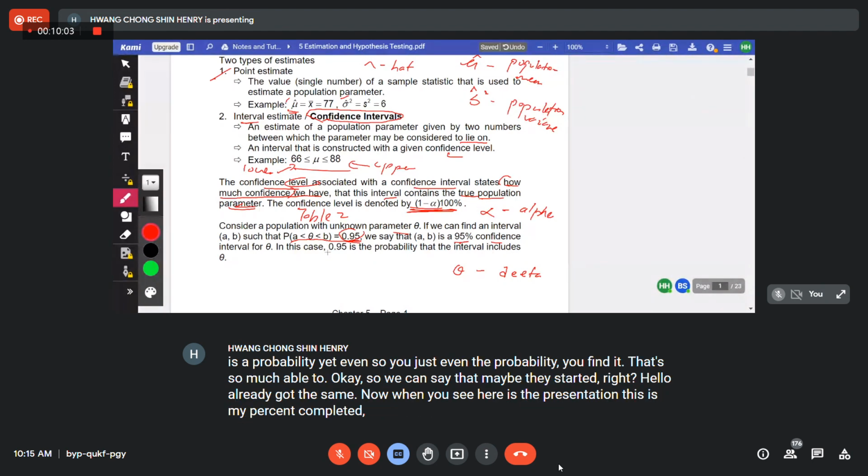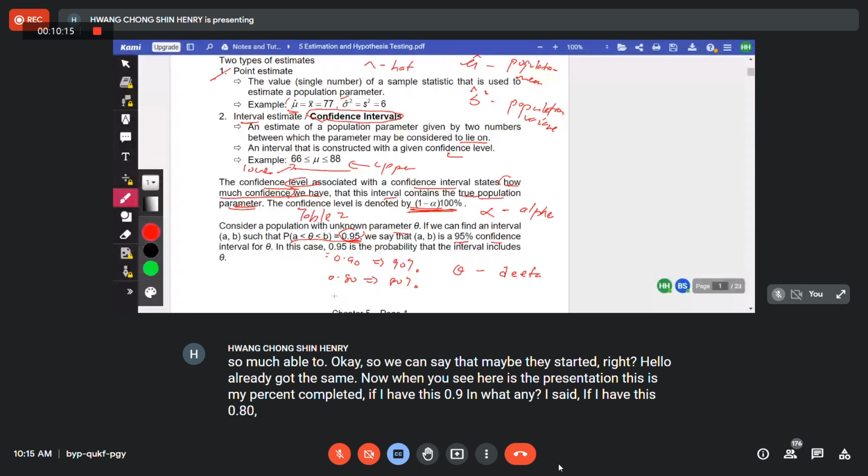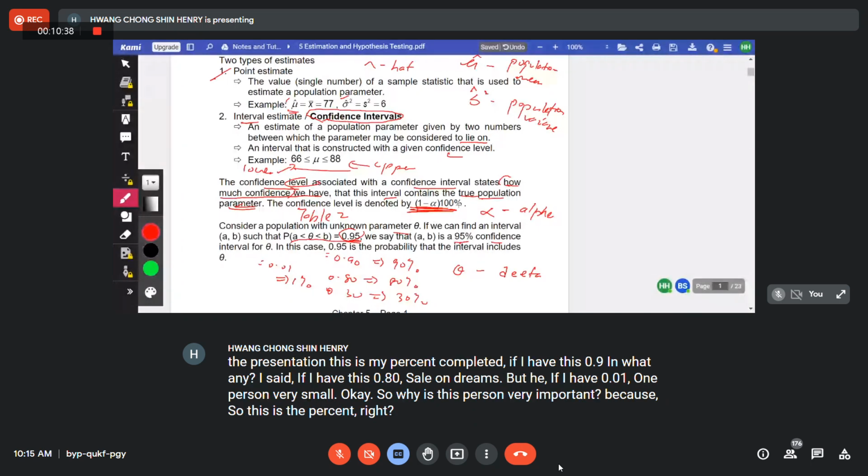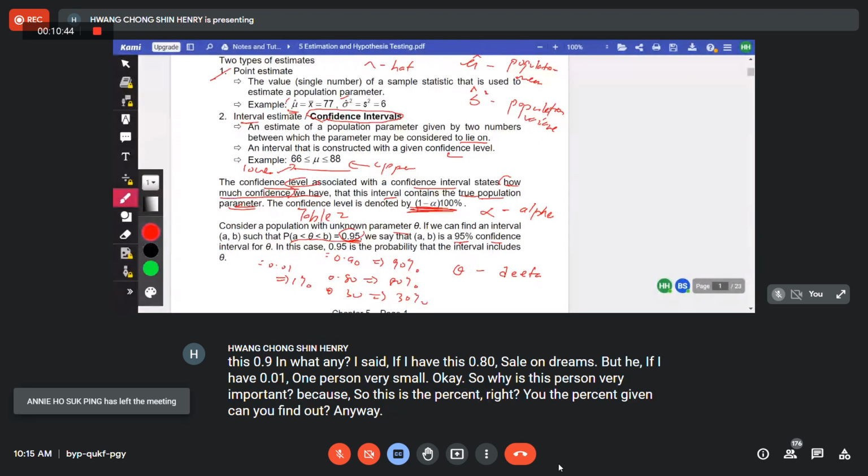Now when you see the percentage here, it means this is 95% confidence. If I have 0.9, it means what? 90%. If I have 0.80, it means 80%. If I have 0.3, it means 30%. If I have 0.01, how many percent? 1%. Very, very small. Okay? So why is this percent very important? Because of this one. So this is in percent, right? With the percent given, can you find the alpha? Can you really, right? Okay, I'll show you later.